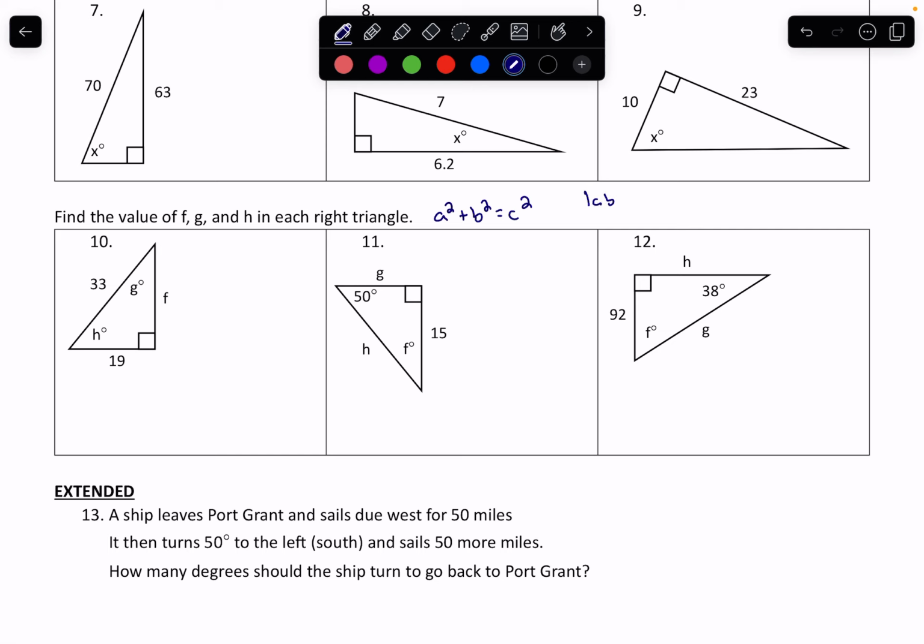Label first. Always label first. And then from there, depending on what you look for, you're going to do all sorts of different things. There's not one way to solve these. For example, number 10, if I'm looking for H and I make my labels, then F is going to be the opposite. But if I'm looking for G, then 19 is going to be my opposite. So you got to be really careful when you label these, that you label them based on the angle that you're looking for or the angle that you're using. All right? Okay, time's yours. Good luck. Come see me if you need help.